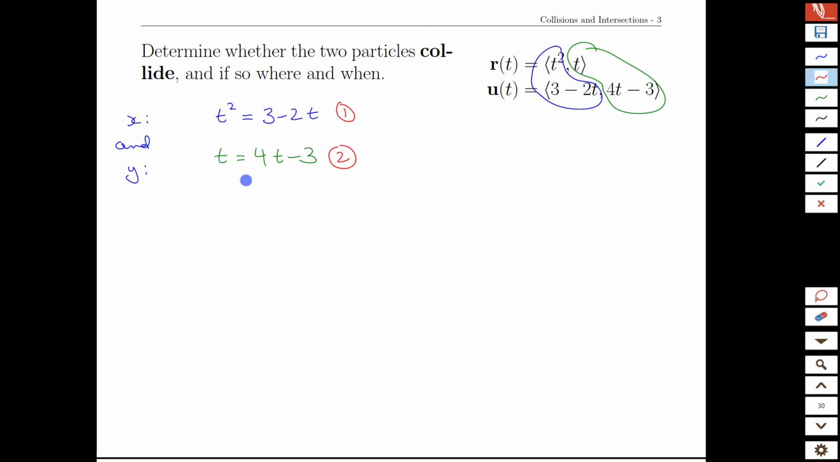If we look at equation 2, simply because it's all linear, that's the tempting one to start with. From it, we can learn that if we bring the t over here, we'll have 3t's. Bring the negative 3 over here, we'll have 3. And we're going to get t equals 1 is the only solution.